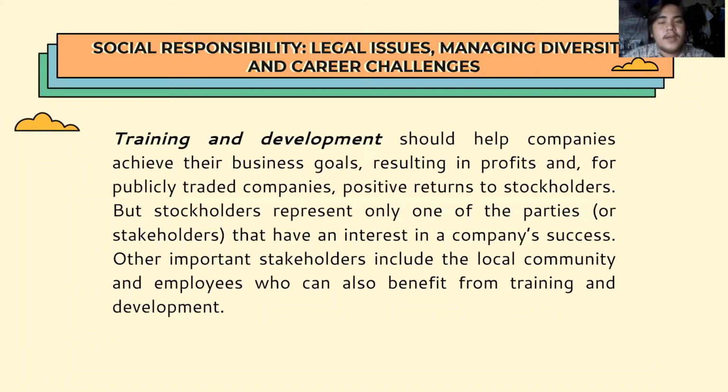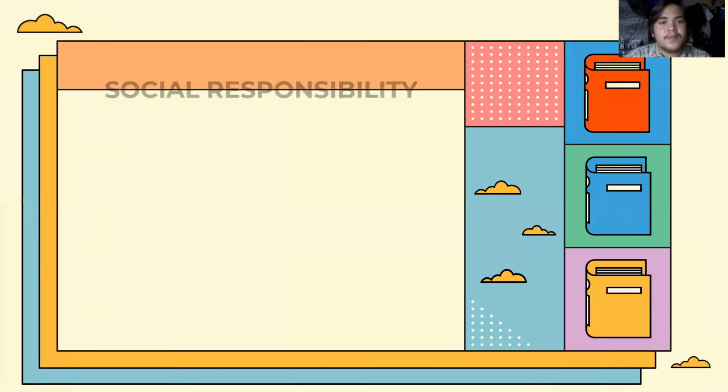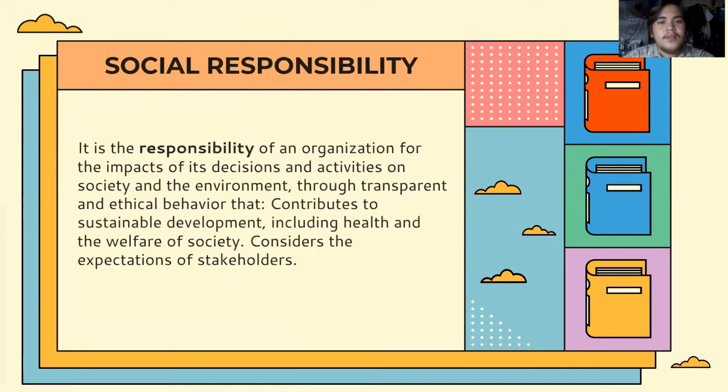Companies have a social responsibility to help improve the communities where they are located by protecting the environment, supporting cultural activities, and helping reduce poverty and unemployment. So, what is social responsibility? Social responsibility is the responsibility of an organization for the impacts of its decisions and activities on society and the environment.